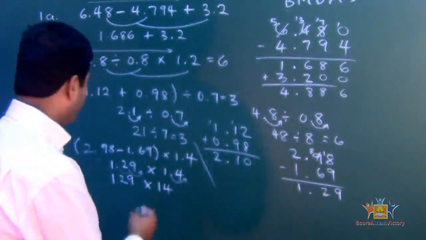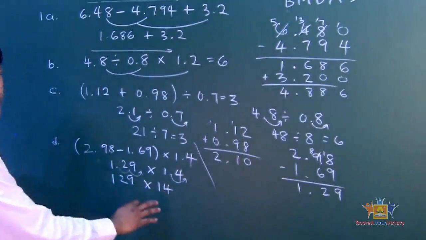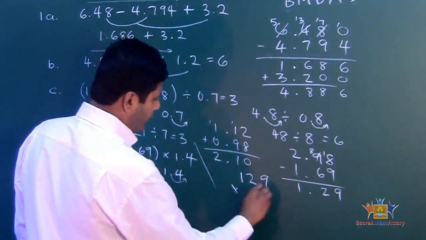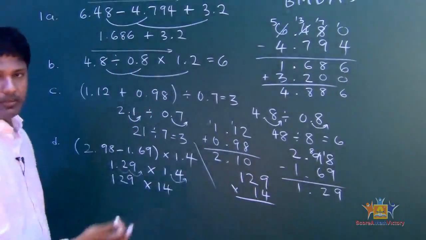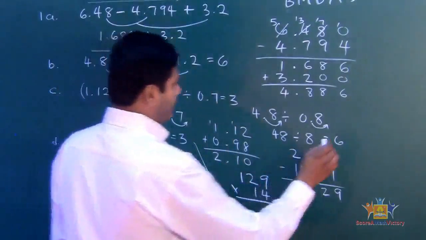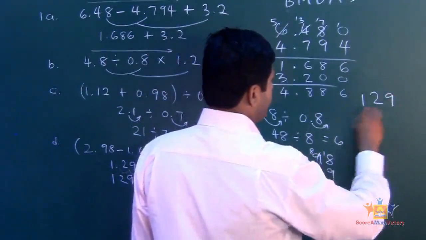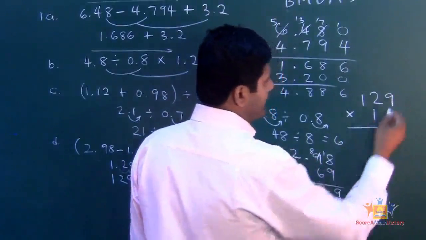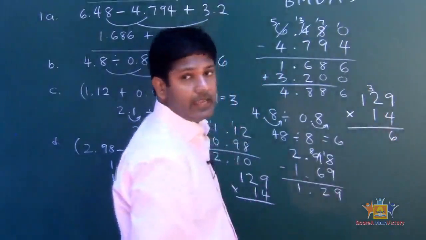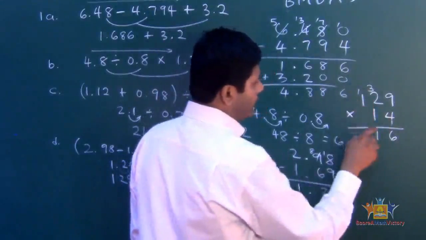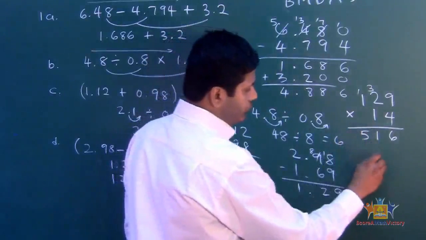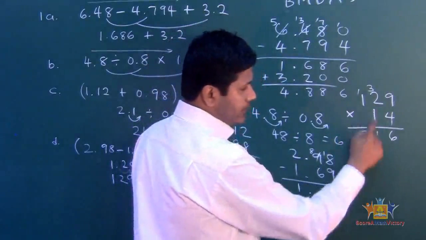So what do we do? Such a big number, we use long multiplication. We're going to put 129 times 14. Always put the big number on the top, small number on the bottom when you're multiplying. Let me write over here so we have more room. 129 times 14. 4 times 9 is 36, so I put 6, carry 3. 4 times 2 is 8, 8 plus 3 is 11, 1, carry 1. 4 times 1 is 4, plus 1 is 5. And then the 1 goes straight down. Be careful, very important. Start right here.